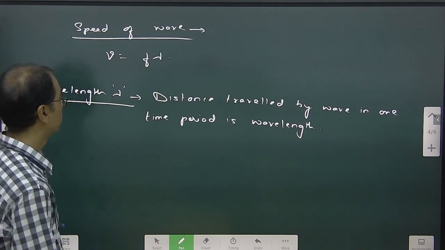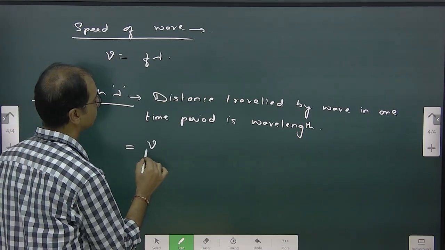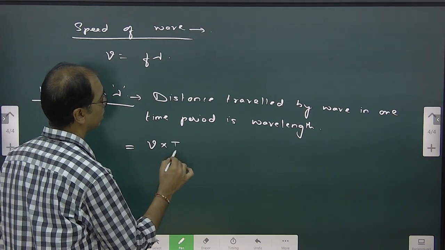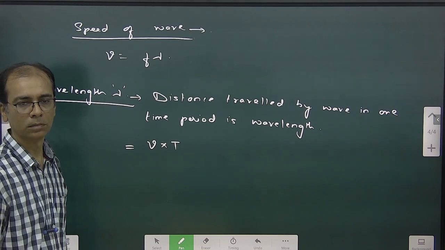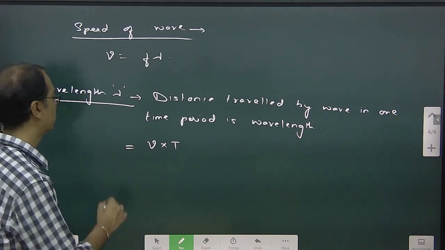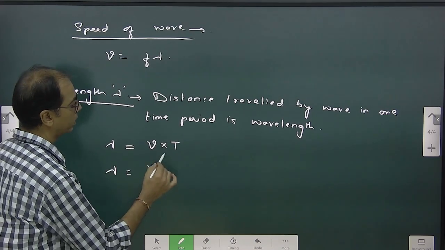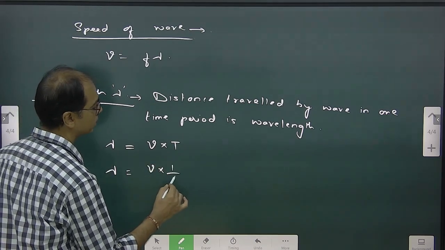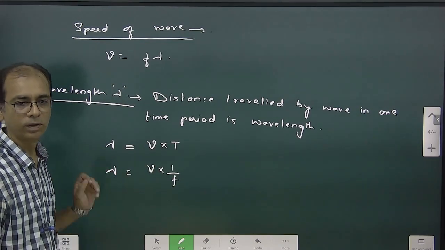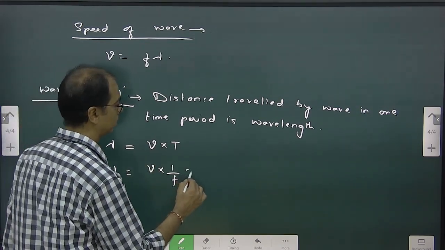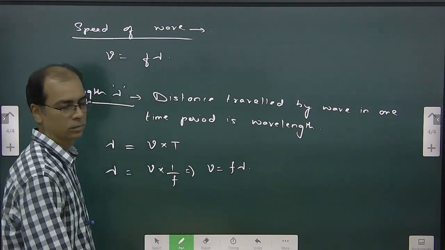Okay. The distance is what? Speed into time, we all know. Speed into what time? Time period, so it is v into T. That's equal to what? Wavelength, that is lambda. So lambda equals v T, and time period we can write as 1 by frequency. So it came: speed equal to frequency into wavelength. Right? Frequency into wavelength. Okay.